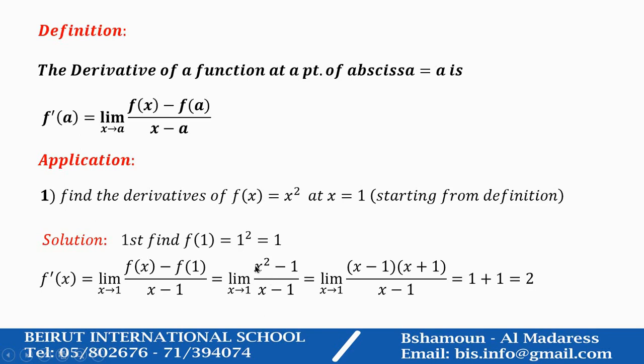You substitute 1 squared minus 1 over 1 minus 1. It is 0 over 0, an indeterminate form, so the limit exists. You factorize, it will be x minus 1 times x plus 1 over x minus 1, and you eliminate the x minus 1, you end up with x plus 1, which is 2.